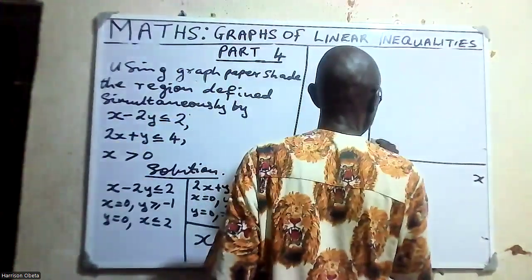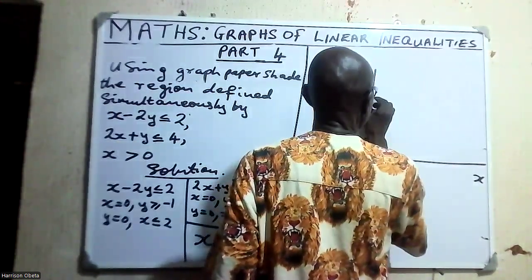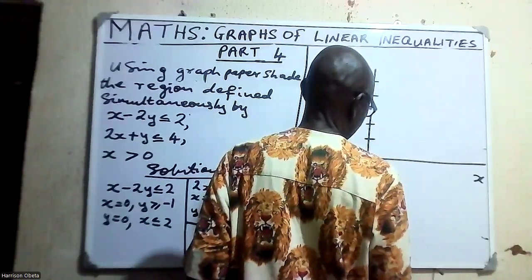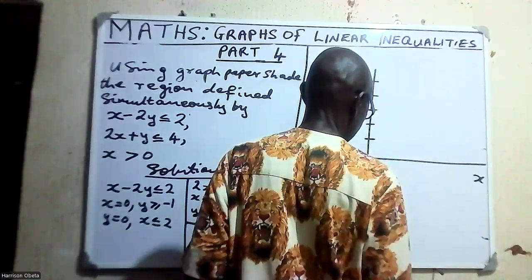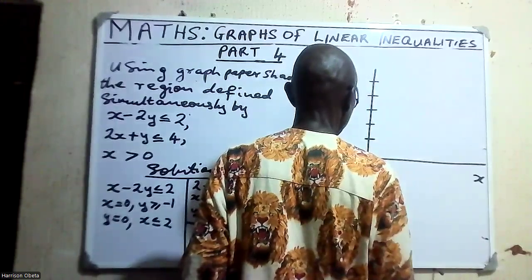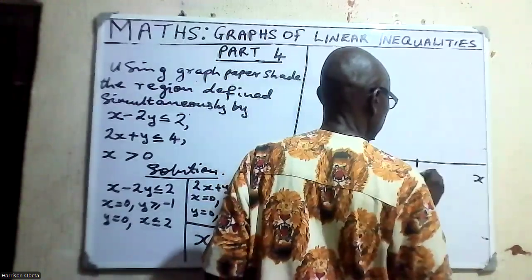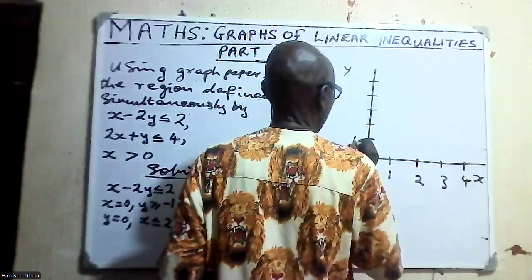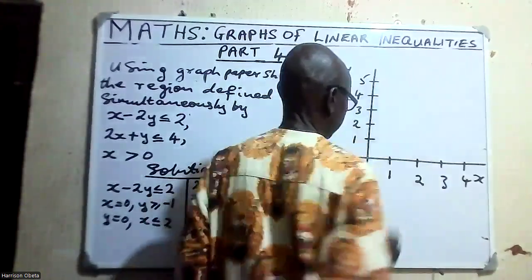So assuming that we have this 1, 2, 3, 4, 5. 1, 2, 3. This is minus 1, minus 2, minus 3. Then here we have minus 1, minus 2. Then we have 1, 2, 3, 4. 1, 2, 3, 4, 5.